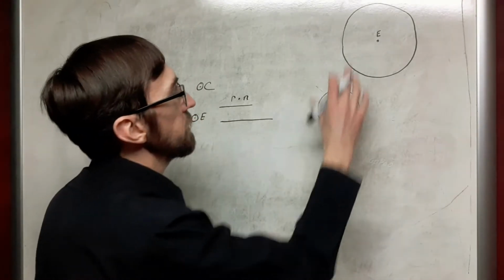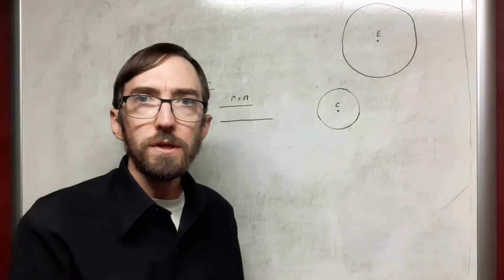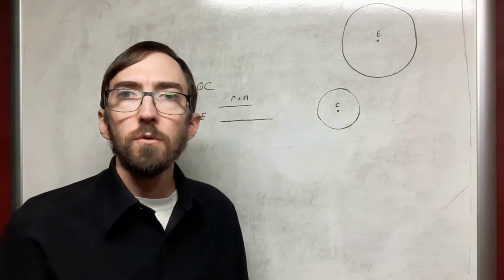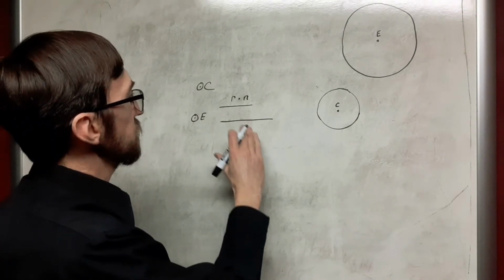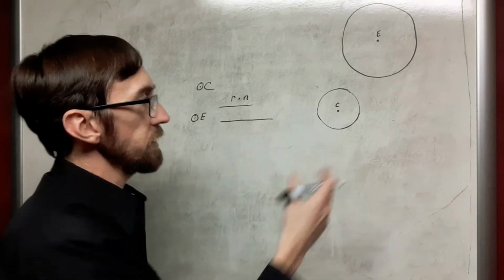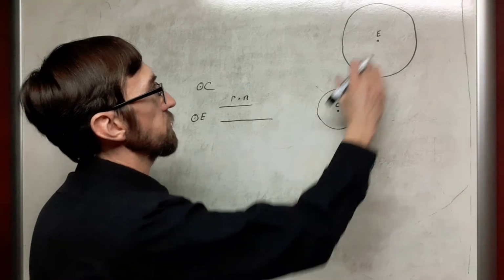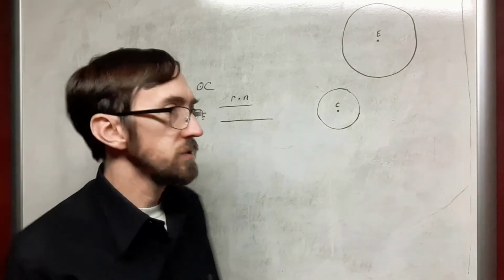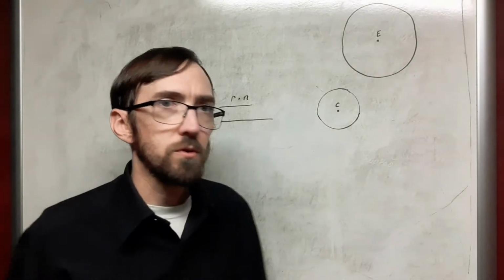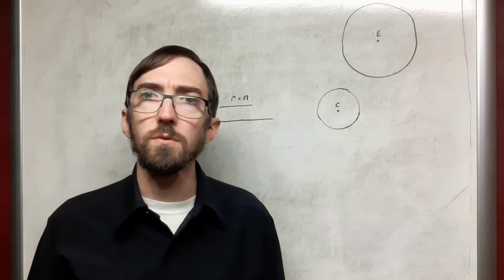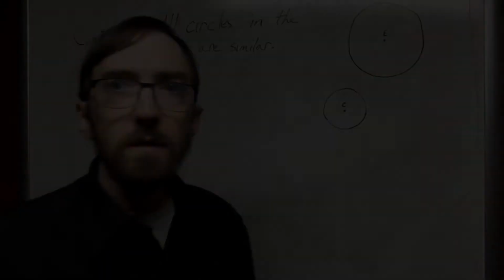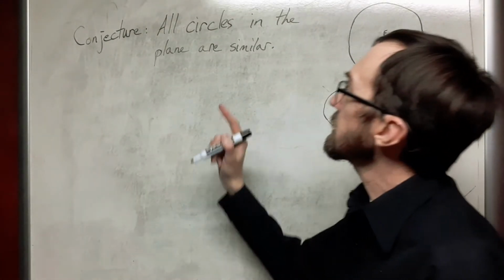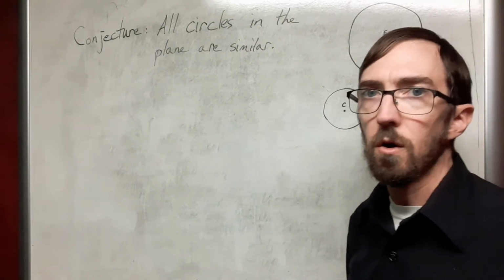And setting them inside of each other, looking at the concentric circles, it's easy to see that you could just scale up the radius to get the second radius. So go from the smaller radius to the larger radius. Is it just going to work for these two circles, or will it work for other circles? I'm going to start with a conjecture. The conjecture that I would like to make is that all circles in the plane are similar.